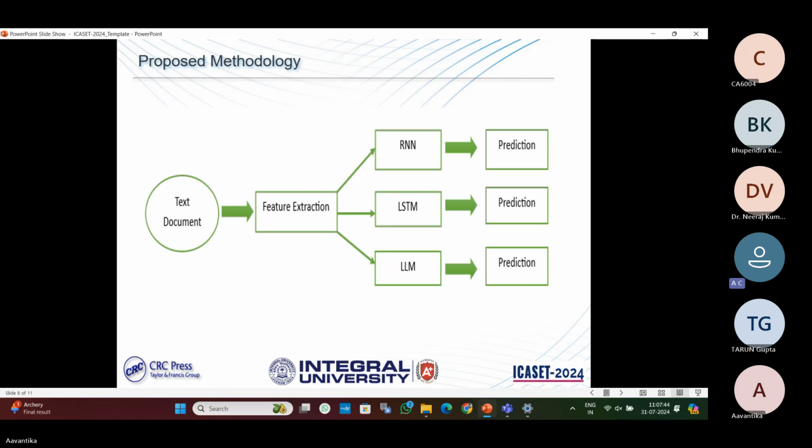This is the research methodology. First of all, we have a text document, and after that we do feature extraction of this text document and apply these three models. First RNN and predict its output. Second is LSTM and predict its output. And last, LLM and predict its output, and then a comparison between the three models.